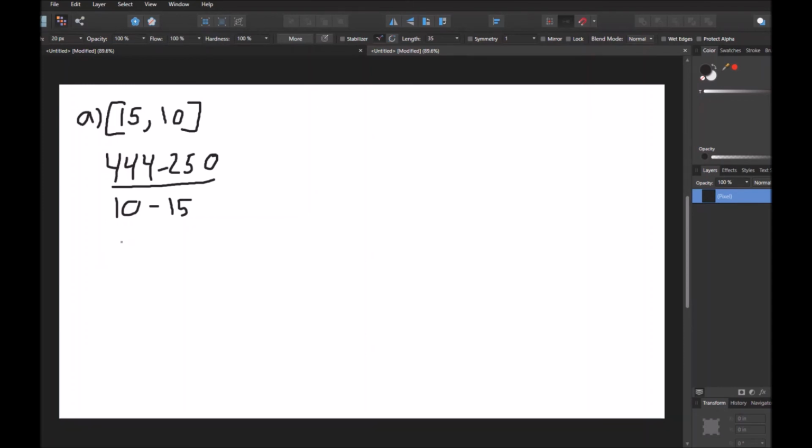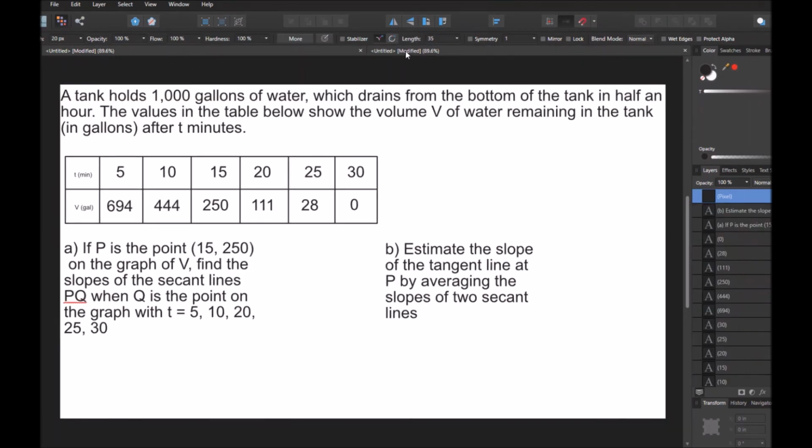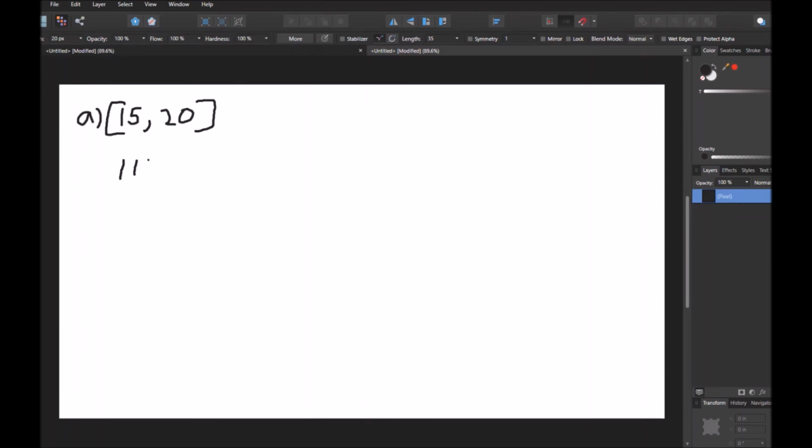And then our next one is going to be on the interval 15 to 20. So I'm going to do f of 20, which is 111, minus 250 over 20 minus 15.